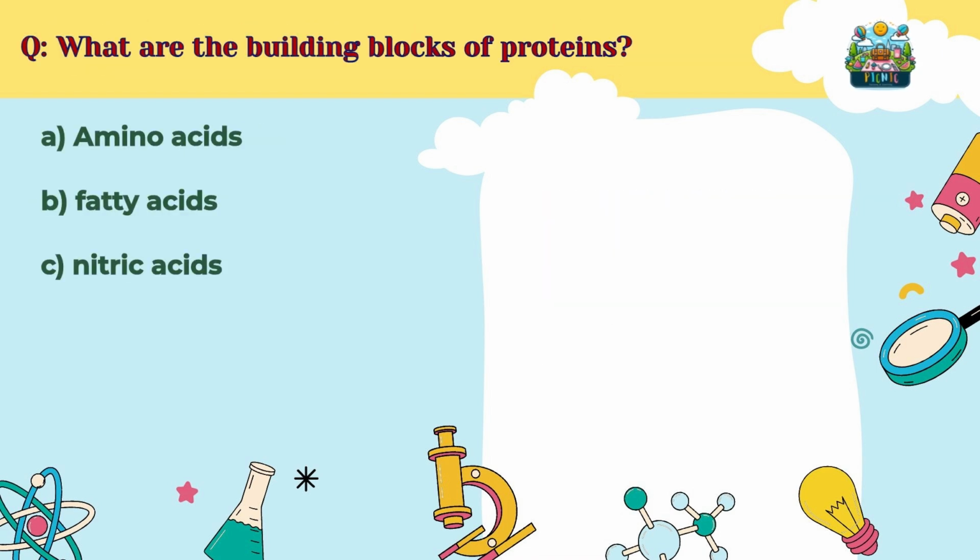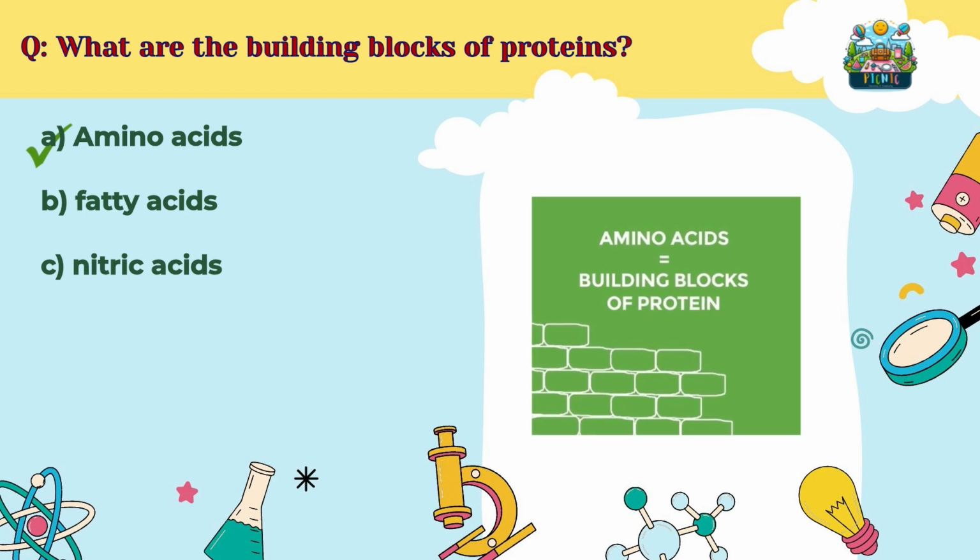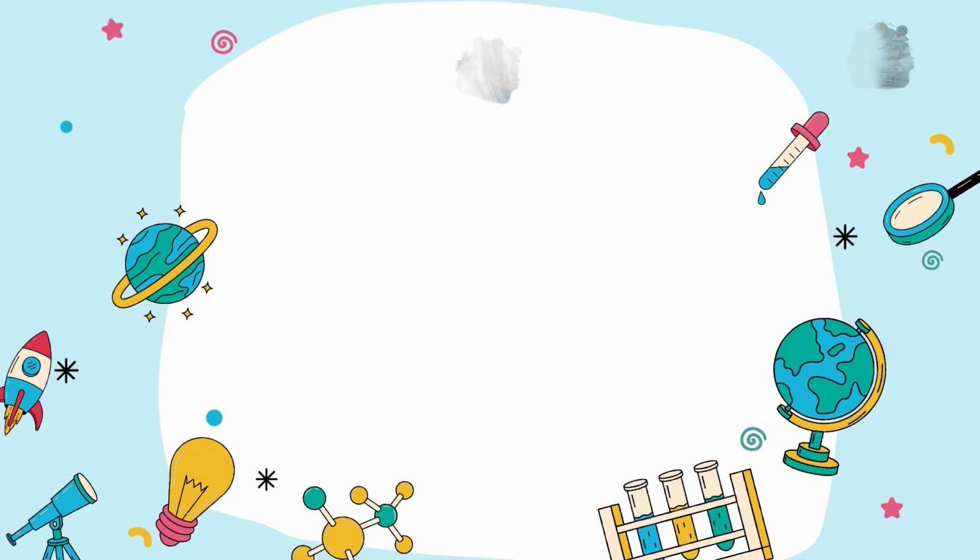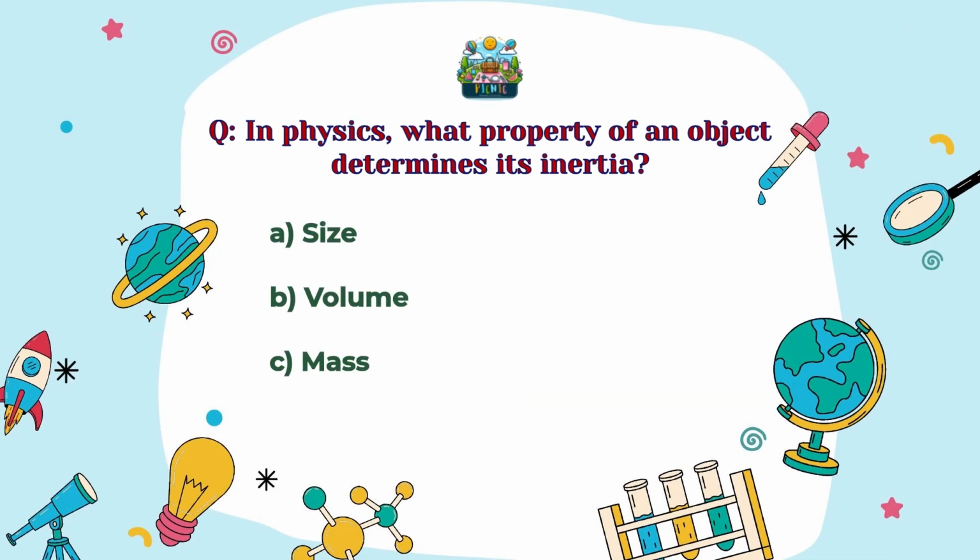What are the building blocks of proteins? Amino acids are the building blocks of proteins. In physics, what property of an object determines its inertia? Inertia is directly proportional to the mass, that is, inertia increases with the increase in mass and decreases with the decrease in mass.